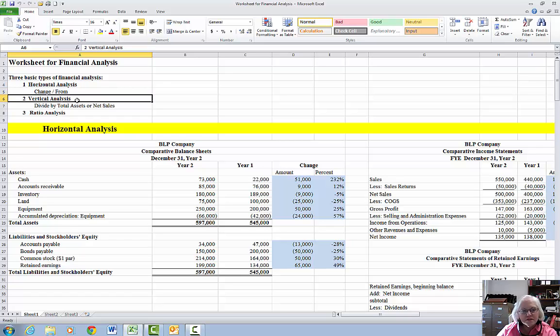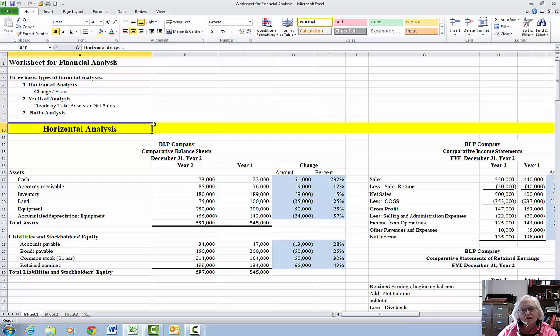Vertical analysis is where you look at the percentages of all of the assets as a base of total assets, or all of the income statement items as a percent of net sales. And then the final one is ratio analysis. In this video, I'm going to take care of the horizontal and the vertical. On the next video, I'll do the ratio analysis.